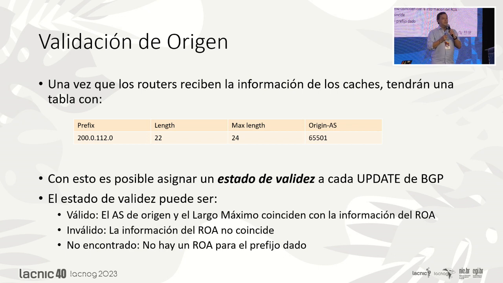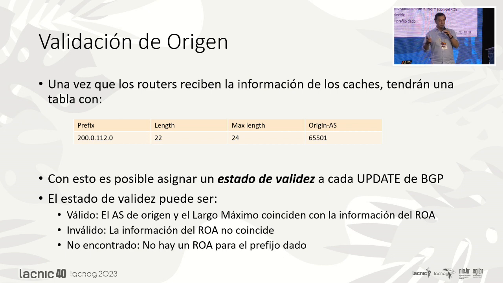This is valid if we receive a prefix through BGP that coincides with the information stated in the ROA, and the ROA states that the prefix 200.0.112.0, the length /22, a maximum breakdown. I cannot break down further than this. It could be 24, but as a maximum, it could be a 22, and the origin AS.